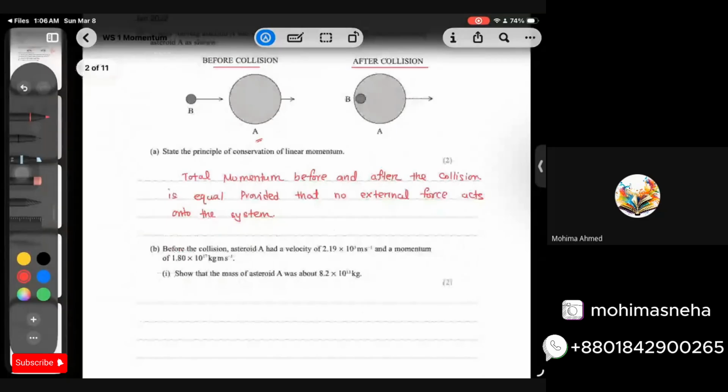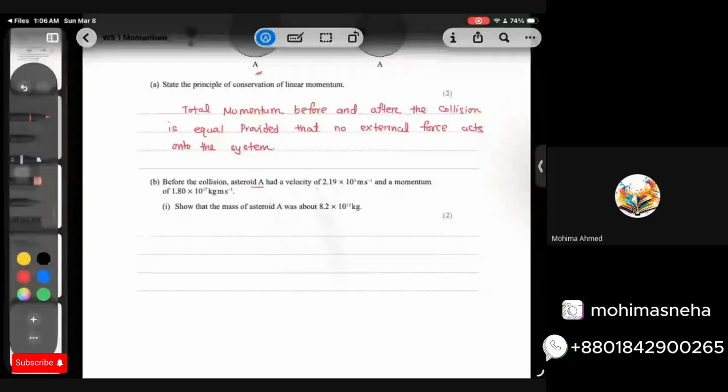Then again, after this, before the collision, asteroid A has velocity of this much and a momentum of this much. Show that the mass of asteroid A was about this much kg. Okay, one minute. Before the collision, A has velocity of this and momentum of this. Oh yeah, I have the velocity, right? So I can easily find the mass. So your momentum over velocity, that's going to be 1.8 times 10 to the power of 17 over 2.19 times 10 to the power of 3.